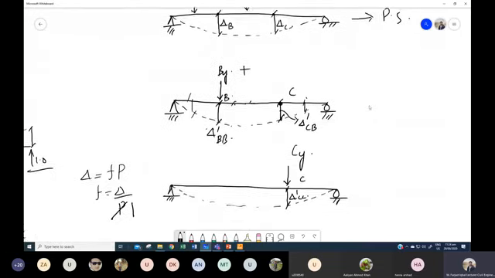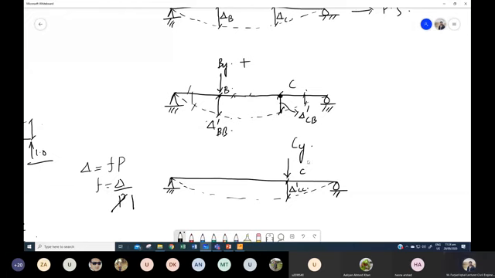For example, this delta Cb is directly related to this particular reaction Cy. You will see when we write the equation. It is directly related to this Cy, and this Cy is what we need in this question. We can find out all the deflections, but there is no purpose of doing that. We will just make our calculation more complex. So we have to consider only those deflections at those points on which we are removing the support, so that we can find out the reaction Cy or By or whatever is unknown.